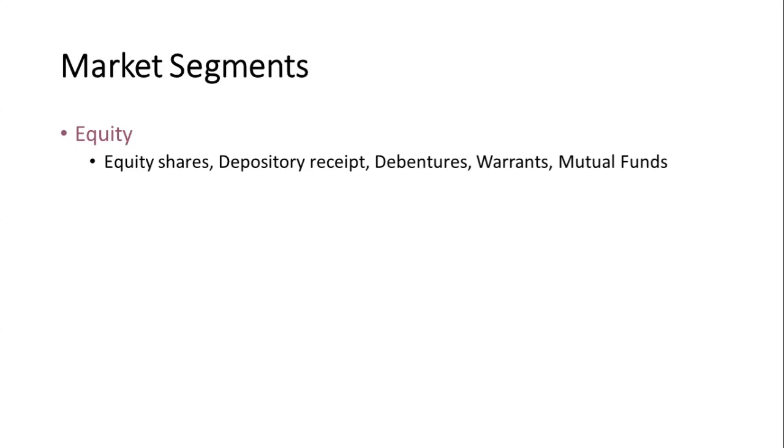There are two types: one is ADR, another one is GDR. ADR means American Depository Receipt and GDR means Global Depository Receipt. ADR is meant for America and GDR is meant for the European market. It's a type of equity right issued to foreign investors.